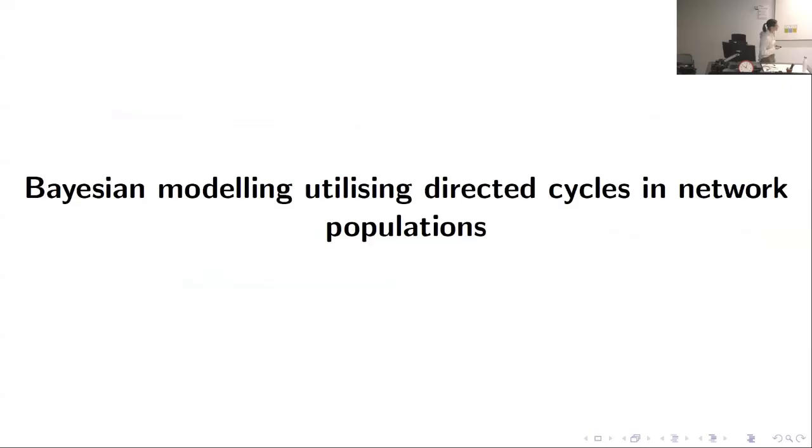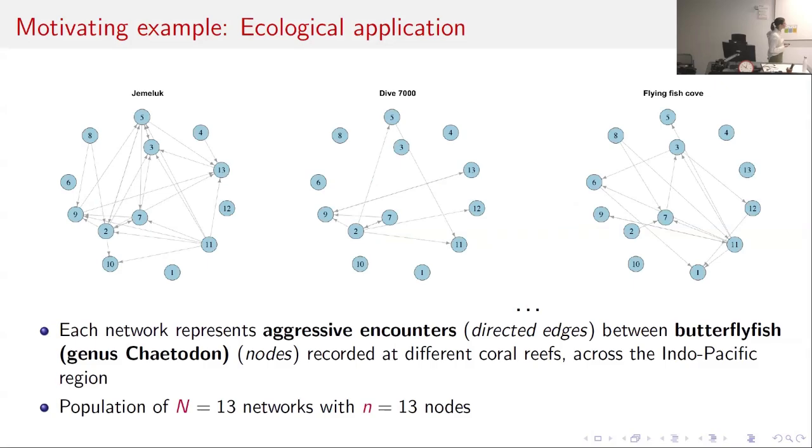So the second part is around the ecological study that I mentioned. Just to remind you, we have these different aggressive encounters of fish species in the Pacific Ocean. Each network is a coral reef. Here we have a much smaller network population, which makes things easier with respect to the computational component. But still, there were challenges, as I will describe, because of considering directed cycles in this example.